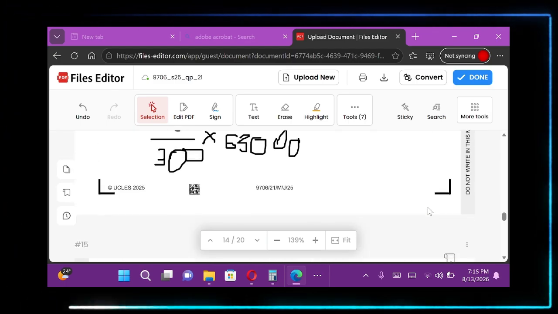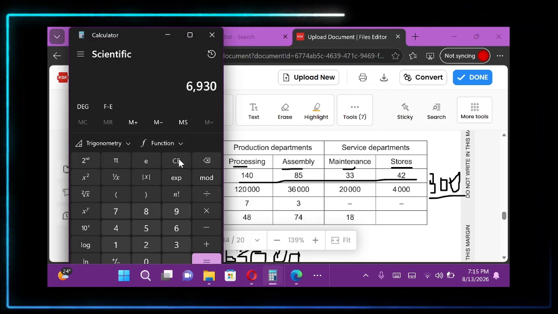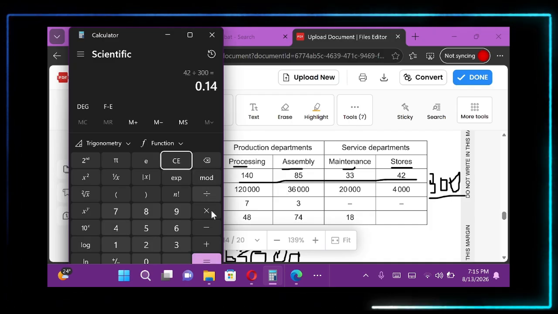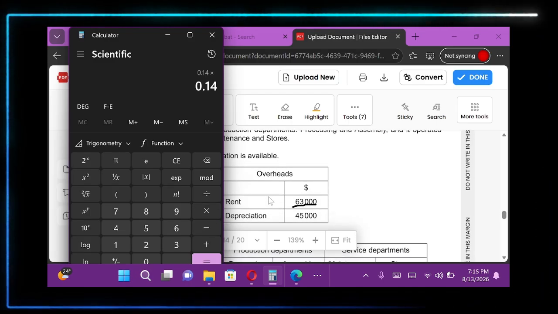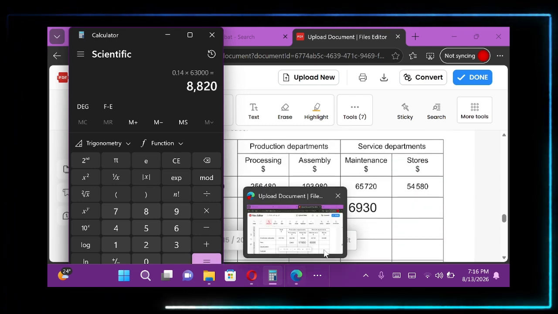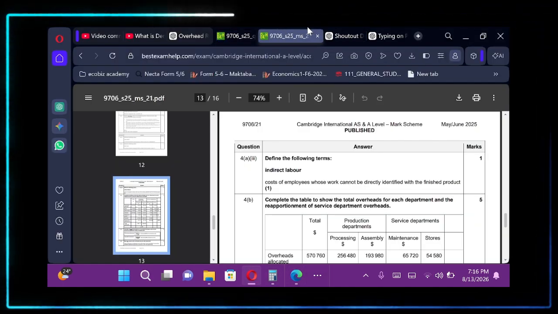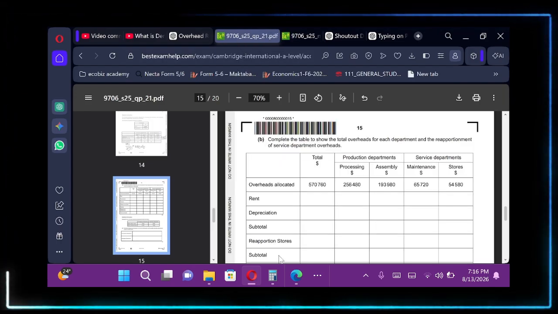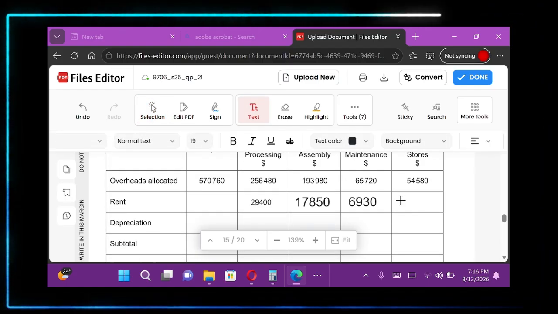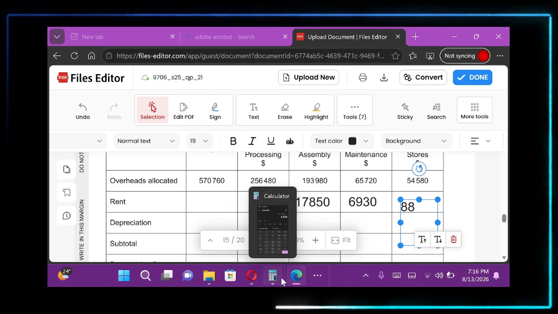And then for the next one, it's going to be stores. 42 divided by 300, which is the total. Multiply it with 63,000, which is the amount of rent. I was just double checking something. Okay. 8,820.